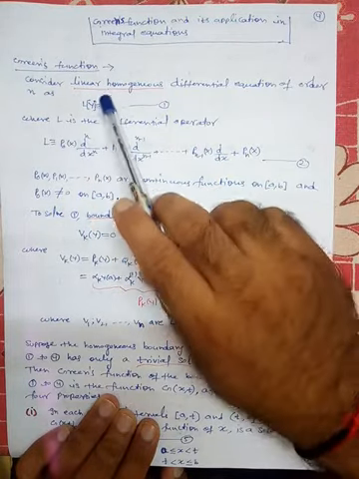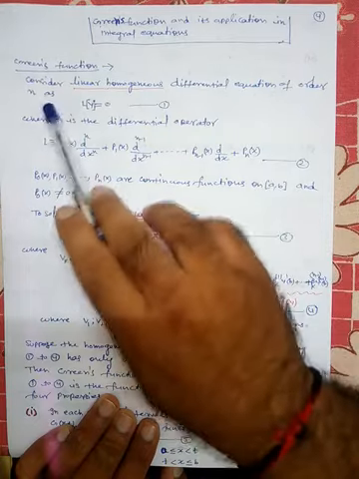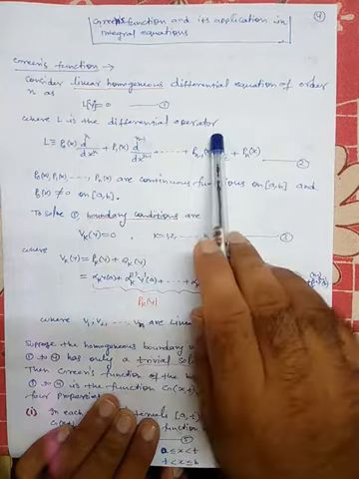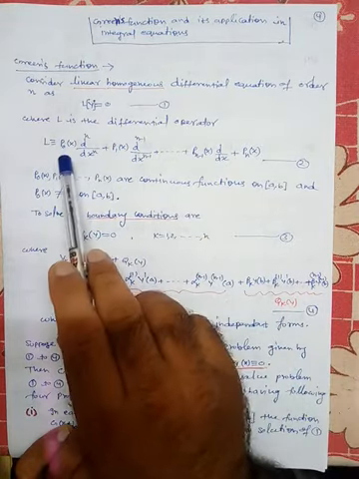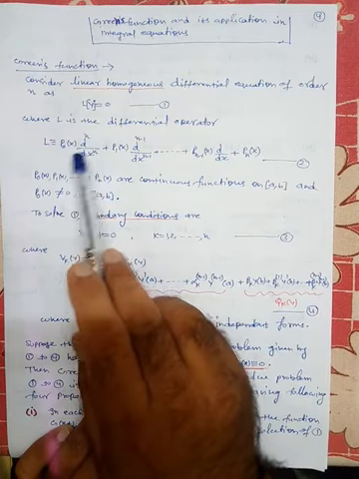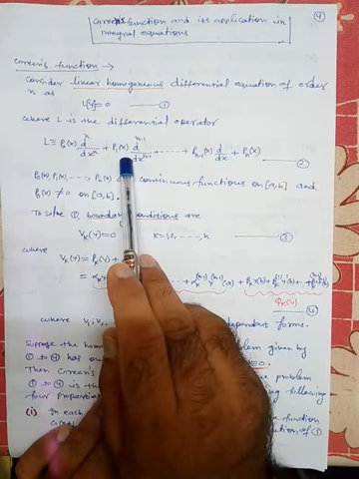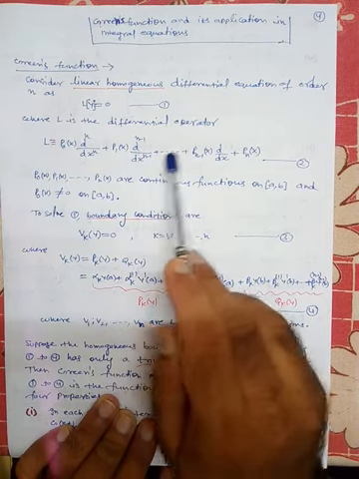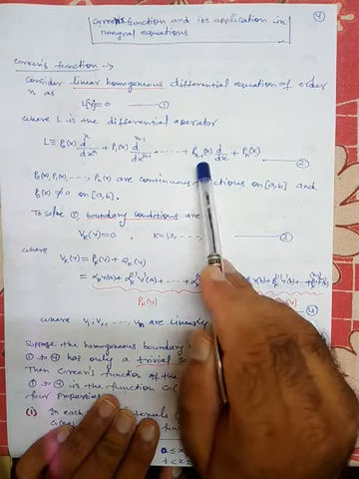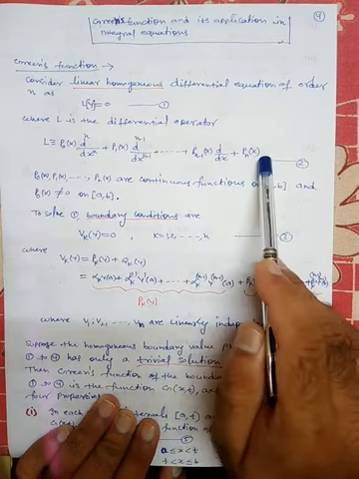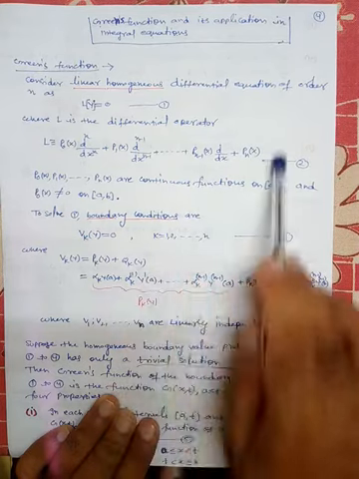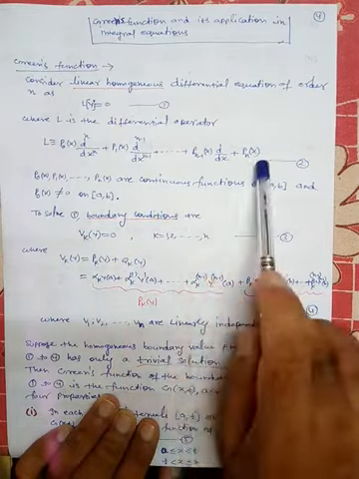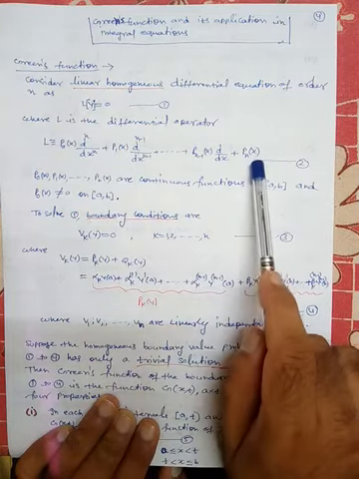So consider a linear homogeneous differential equation of order n as this: Ly = 0, where L is the differential operator defined as this. L is P0(x) dⁿ/dxⁿ + P1(x) dⁿ⁻¹/dxⁿ⁻¹ + and so on, Pn-1(x) d/dx + Pn(x). So this is basically nth order. When you operate this differential operator on y, then we will get the differential equation.